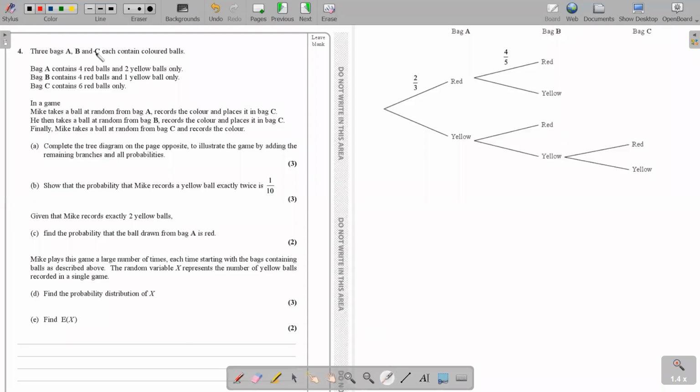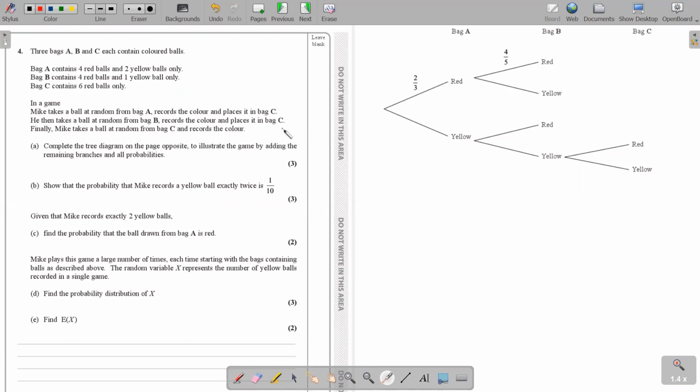Question number 4. 3 bags A, B and C each contain colored balls. Bag A contains 4 red and 2 yellow balls only. Bag B contains 4 red and 1 yellow. Bag C contains 6 red only. In a game, Mike takes a ball at random from bag A, records the color, places it in bag C. He then takes a ball at random from bag B and records the color and places it in bag C.